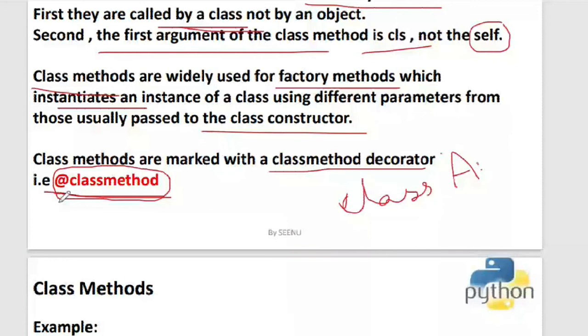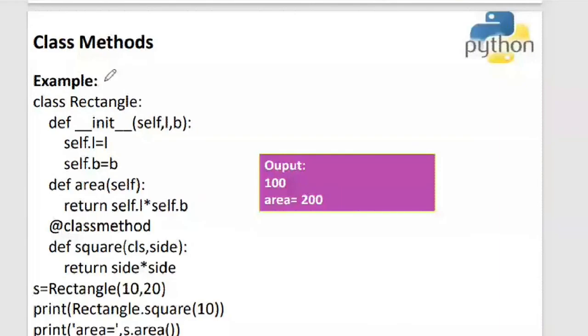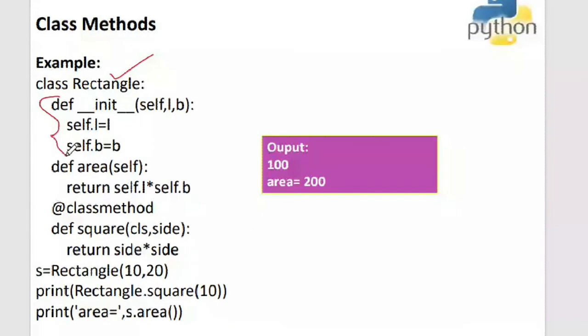So let me show you how to create the class method in a program. Here I have a class and the name of the class is rectangle. And this is my init method wherein I am initializing the length and breadth. I'm taking two arguments, length and breadth, which are represented with L and B. So I'm initializing the length and breadth for the object.